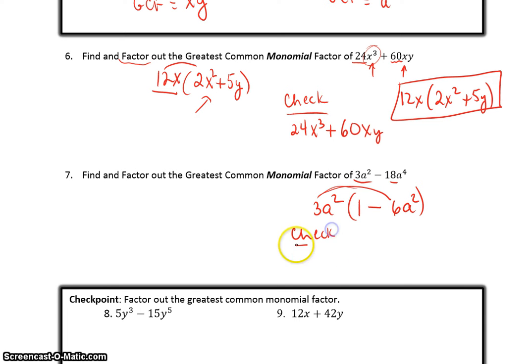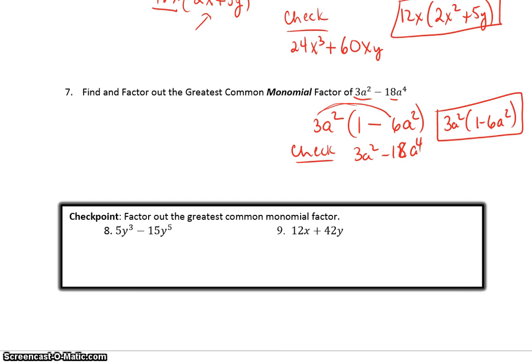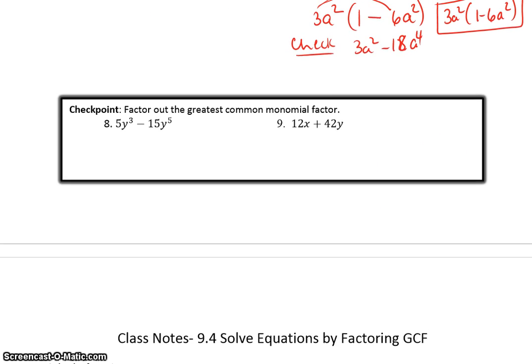And let's just check really quick. We distribute. We get 3a squared minus 18a to the 4th. So our final answer is what we have here with the parentheses, 3a squared, parentheses, 1 minus 6a squared. And I'll go ahead and let you do the checkpoints on this one, and we can check it in class, and then we'll do the class notes.